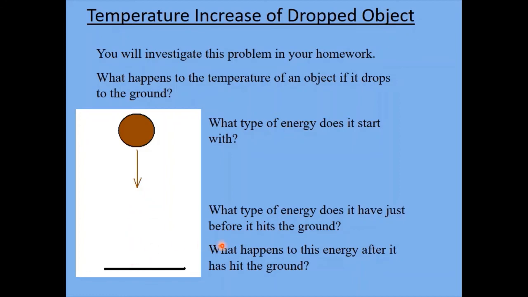Now the question is, what happens to this energy after it hits the ground? Because this rock lands on the ground and all of a sudden it's not moving anymore. So does that kinetic energy just disappear? Does it get destroyed? Well, we know it can't, right? The conservation of energy principle tells us we can't destroy energy. We can only convert it to a different form. And so the form of that energy is ultimately a temperature increase.